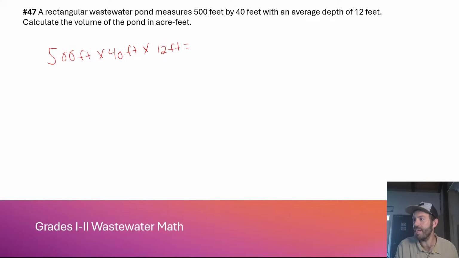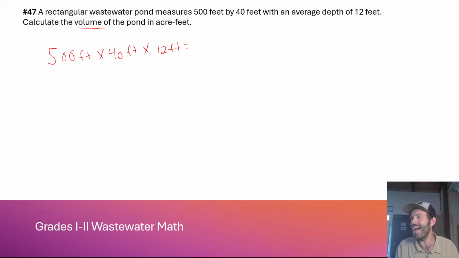Did I ask for the surface area in acres? No. Volume. Not the surface area in acre feet, volume in acre feet. Here's what's really interesting. There are 43,560 square feet in an acre. Back up, 43,560 square feet in an acre. There's 43,560 cubic feet in an acre foot. Why? Because 43,560 square feet multiplied by 1 foot in depth equals 43,560 cubic feet.